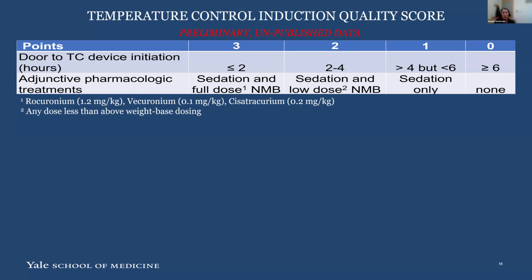We found that the quality of temperature control has a linear relationship with outcome once you achieve a score of 3 or higher. As such, a score of 0 to 2 was considered low quality, and a score of 3 to 6 was defined as high quality.